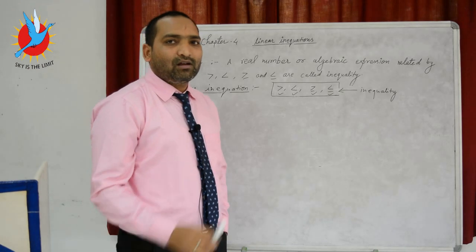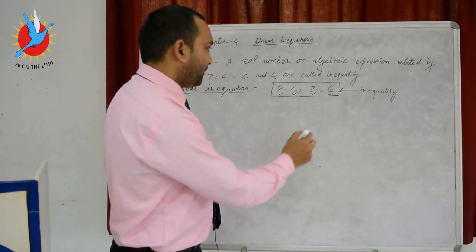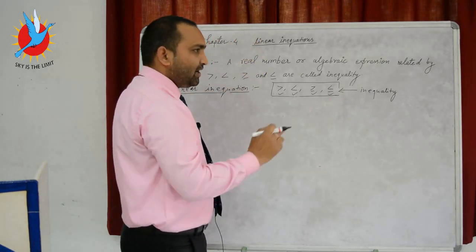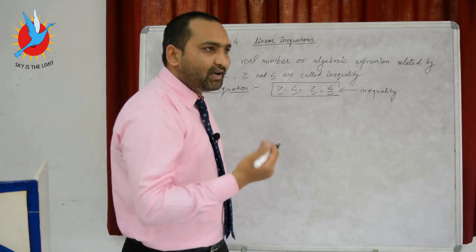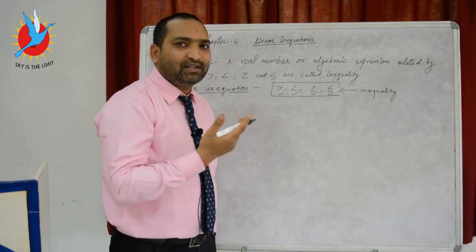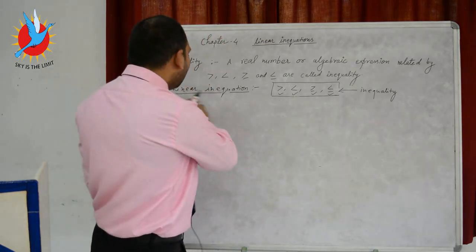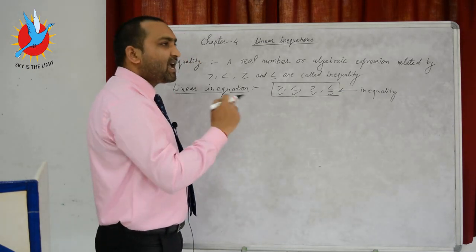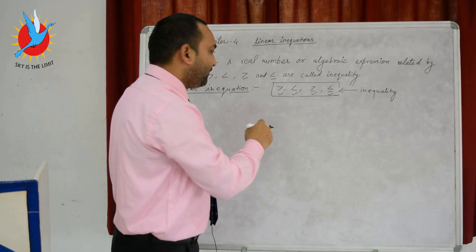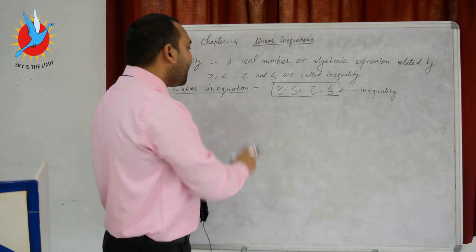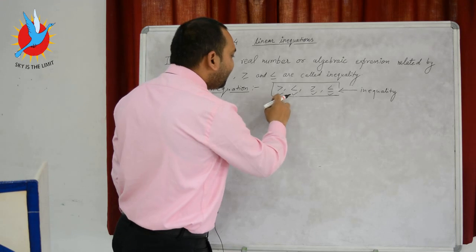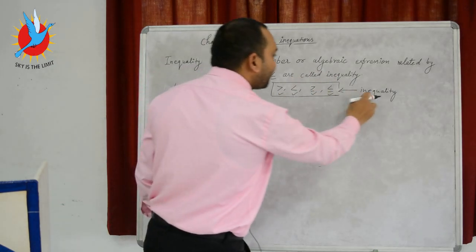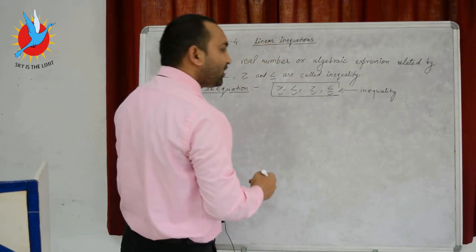Linear means an algebraic expression in which a literal has power one, that is called linear. Having power two is called quadratic, having power three is called cubic. So a linear inequation means an algebraic expression which has highest degree 1, and that is compared by greater than, less than, greater than or equal to, less than or equal to. These four operators make a linear inequation.